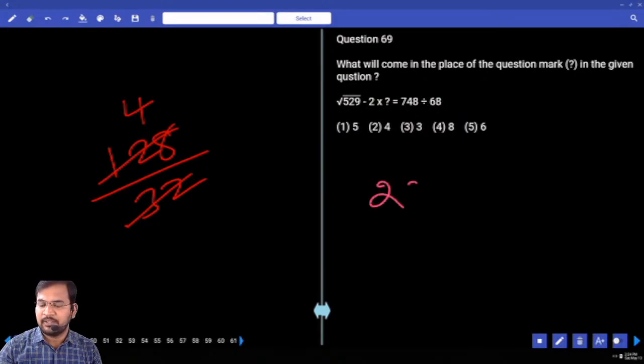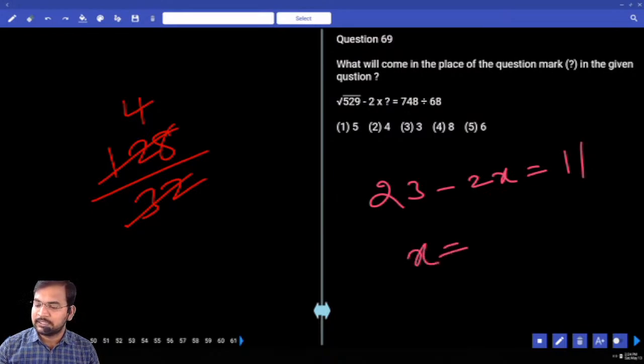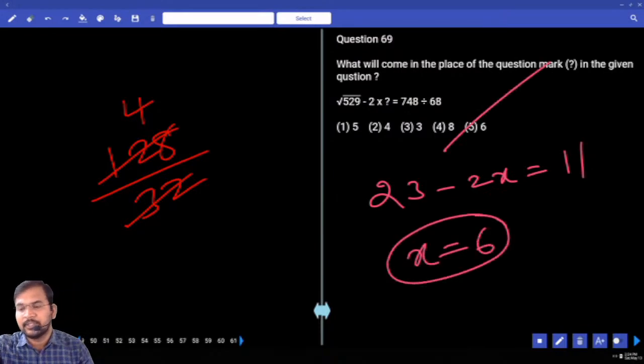529 is which square? Minus 2x. 748, how many times? 11 times, yes, 11 times. 2x is equal to 12. X is equal to 6.